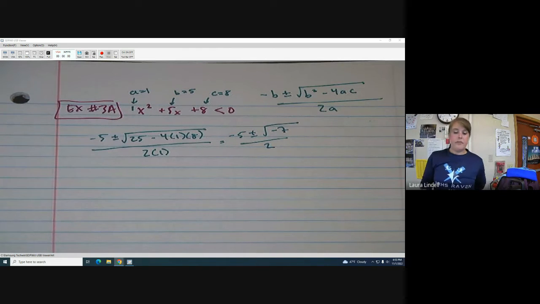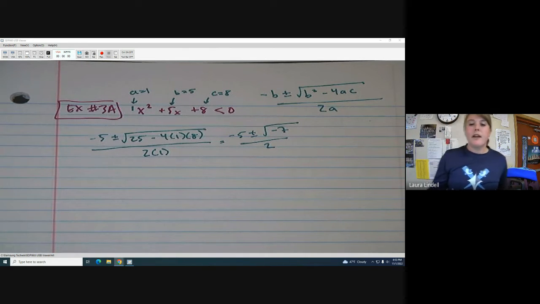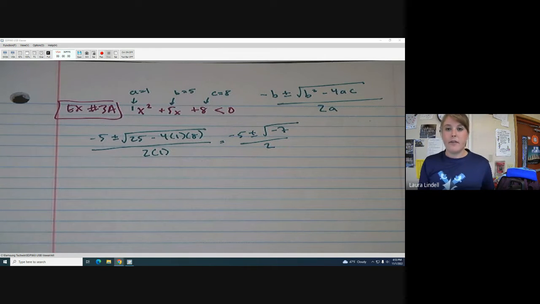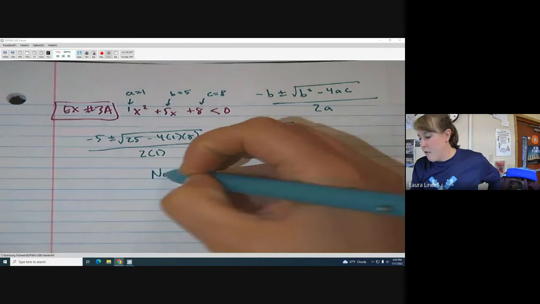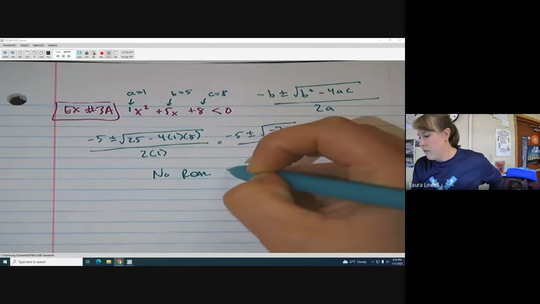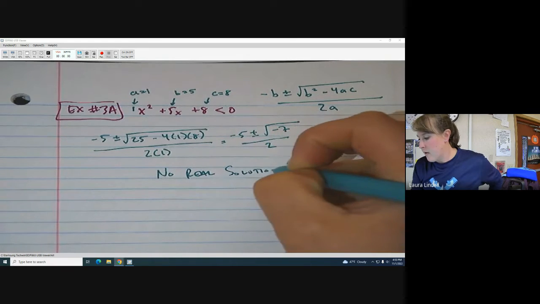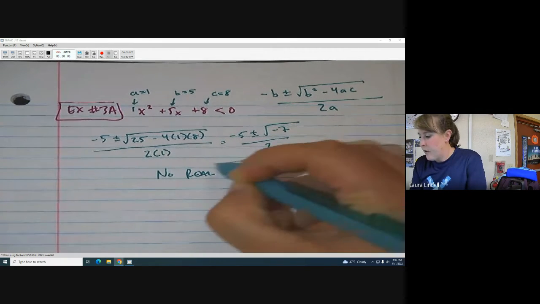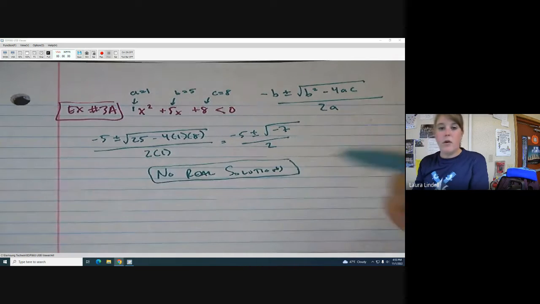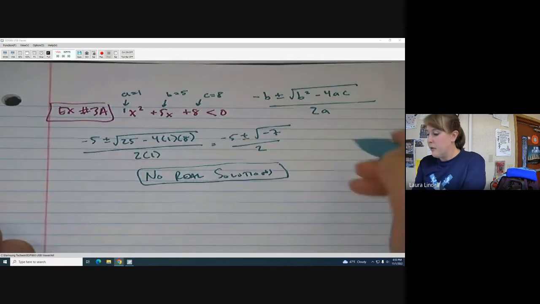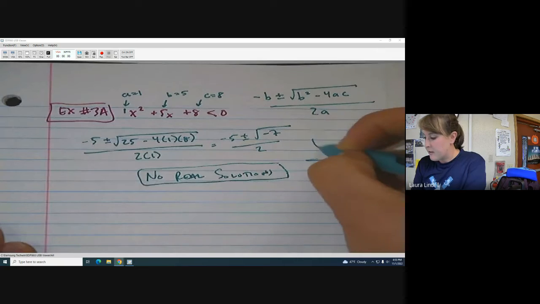Well, that's a problem, because -5 plus or minus the square root of -7 is going to give us a non-real solution. It's going to give us complex numbers for our answer. And we can't really graph that on the real number line, right? So here's what happens. First of all, this is going to be one that has no real solutions. Second of all, what happens when you go and graph this quadratic is you end up with something that looks like this.